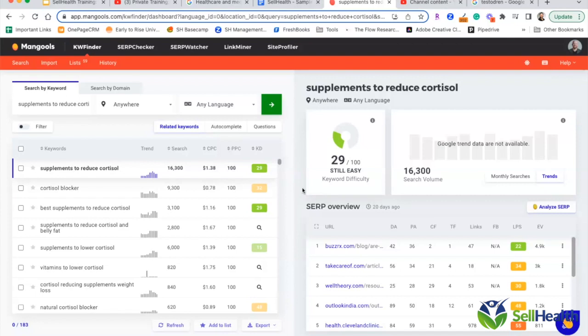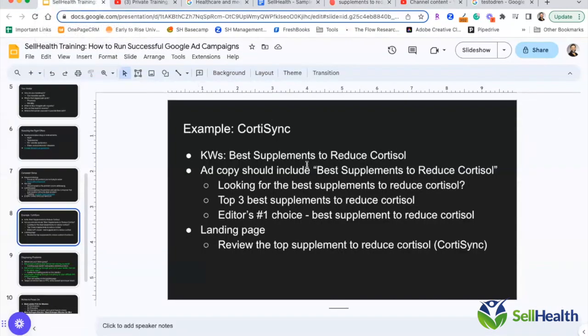So that is a massive opportunity right there for affiliates to go after that term, supplements to reduce cortisol. So keywords, let's just say we're going to focus on the keyword best supplements to reduce cortisol. Your ad copy needs to include the phrase best supplements to reduce cortisol, right? Because we talked about matching the keyword. And so using different types of headlines related to looking for the best supplements to reduce cortisol, including that phraseology in your ad copy.